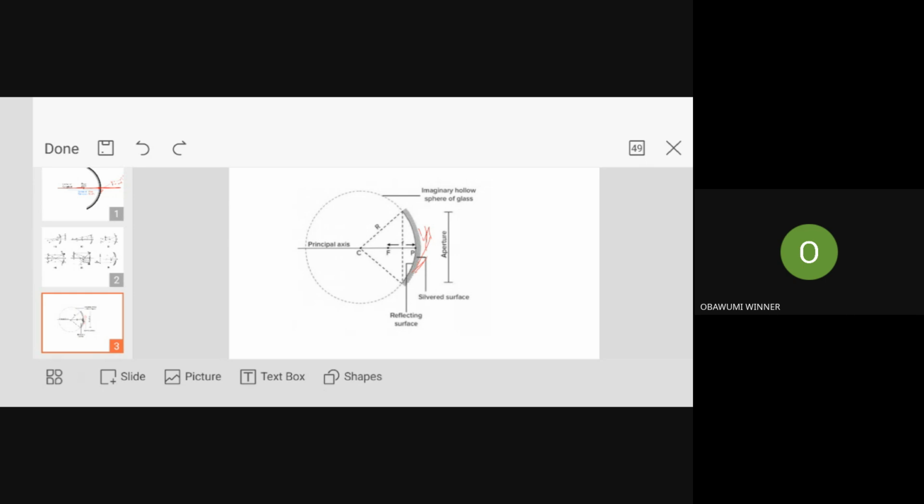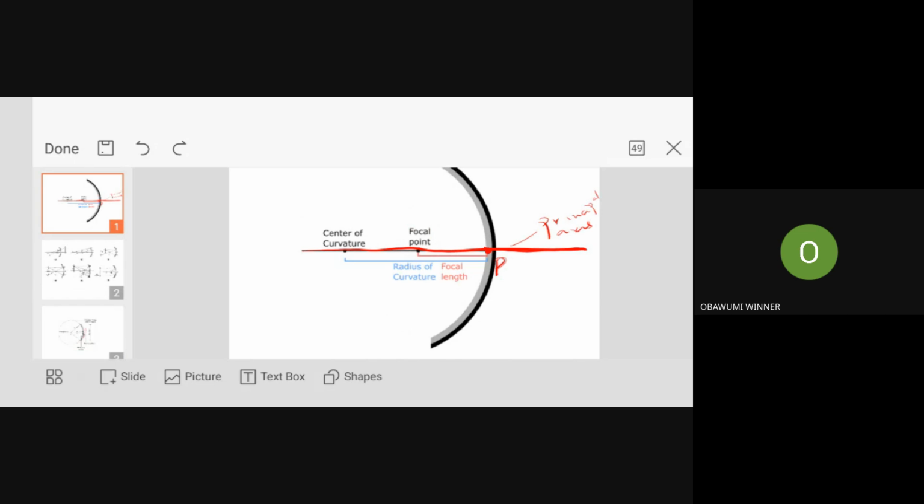And that's exactly what this diagram here talks about. Don't forget the horizontal line, which is imaginary because it's not something seen. It's actually called the principal axis. The center of the reflecting surface is called the pole. And then this center of the sphere from which the concave mirror was being cut out is what we call the center of curvature. And that is what this diagram here is pointing at.